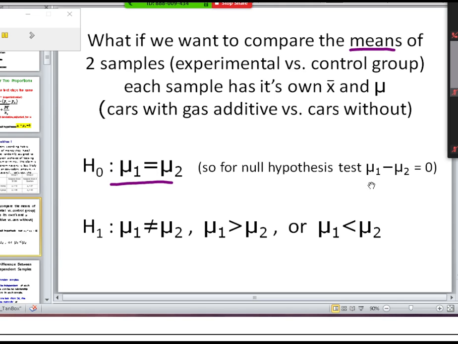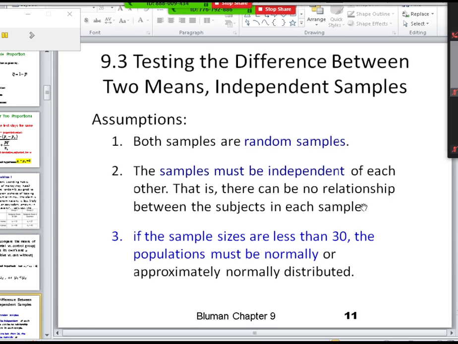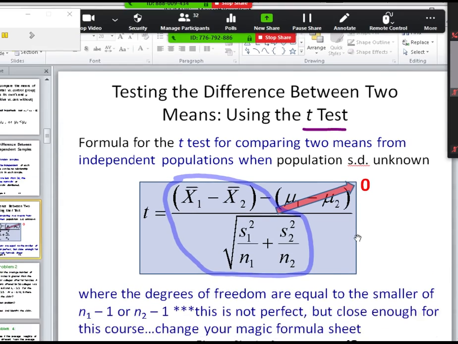So that's another way, which we're actually going to do in 9.4. We'll be doing it this way. So if H0 is equals, then H1 has to be one of the other ones, either not equal to, greater than, or less than, depending upon what your claim is. A couple quick notes. Again, both samples need to be random samples. They have to be independent of each other, and they either have to be normally distributed or have a sample size larger than 30 or more.